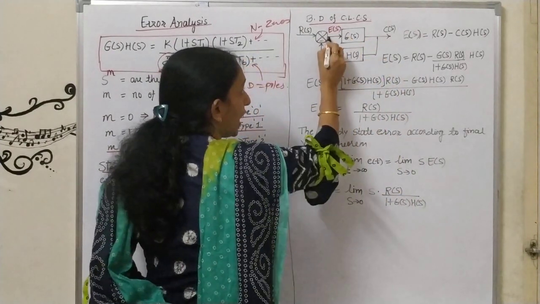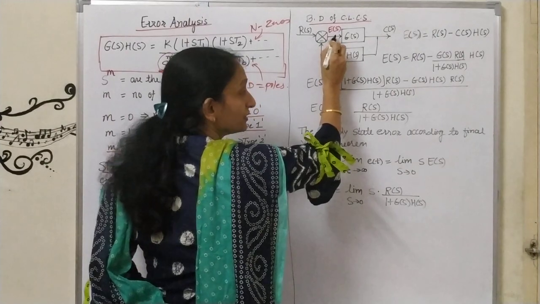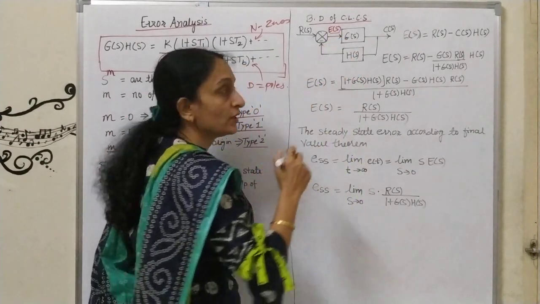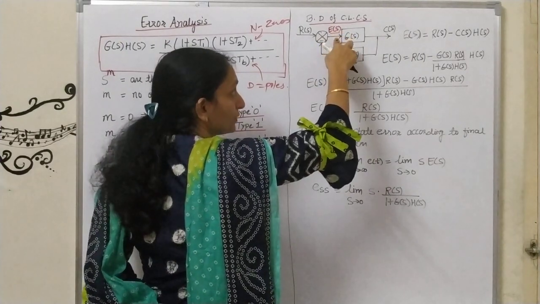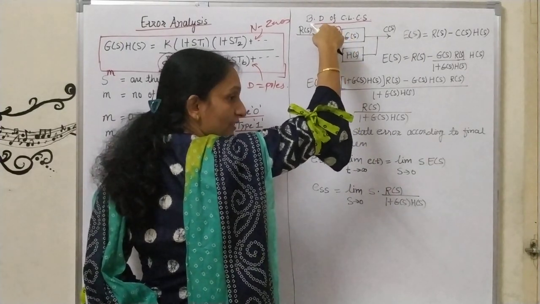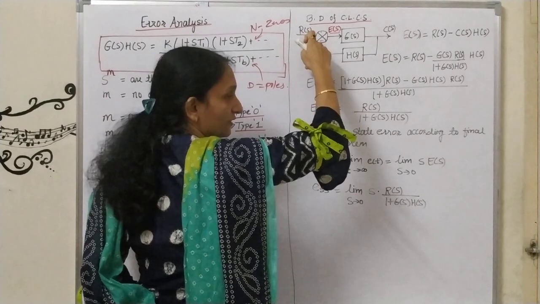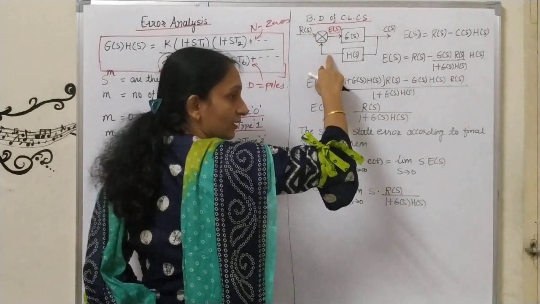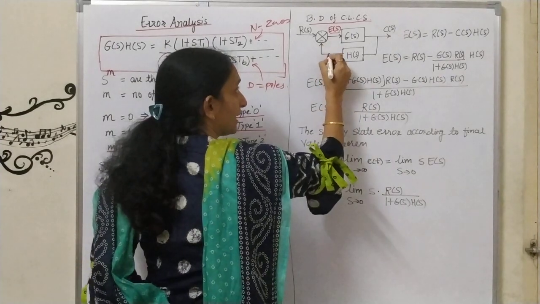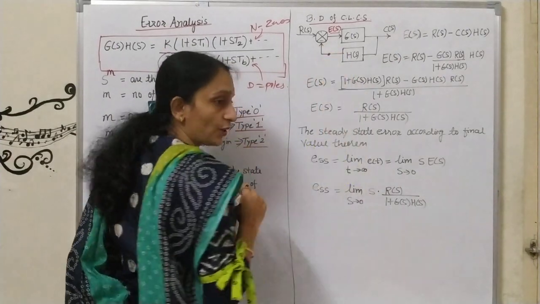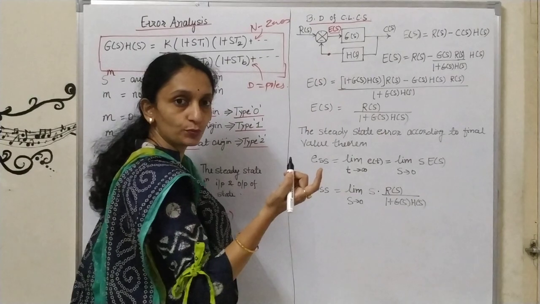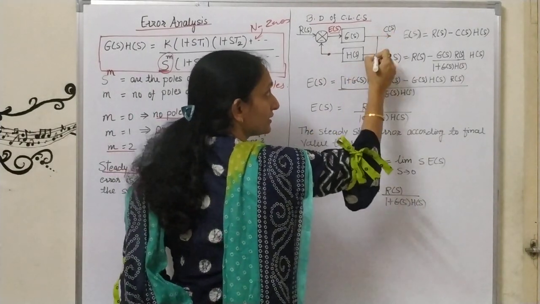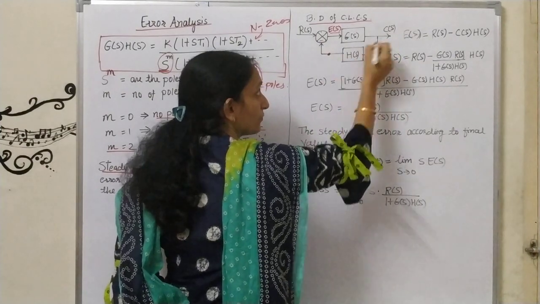Okay, so the output of this summing point, that is the output of the comparator, is nothing but E(s). This comparator is comparing two signals. One is R(s) and this is the second signal. If I calculate the output at this point, what is the output here? Look at this. This is gain into input. See the path here, the signal is coming from here.